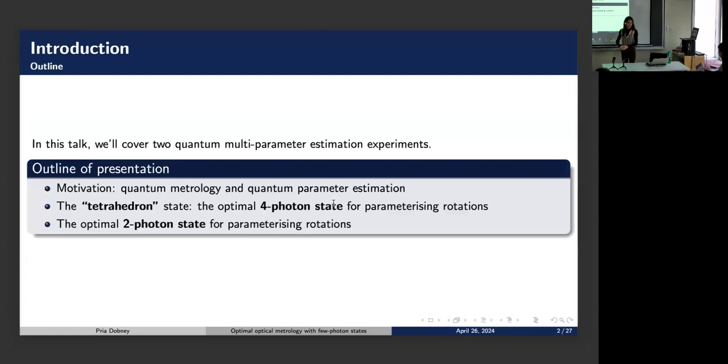So I'm going to tell you about two different quantum multi-parameter estimation experiments that we either have recently completed in our lab or are currently doing in the lab. I'll first start by trying to give a bit of motivation about what quantum metrology is and what quantum parameter estimation is. And then I'll move on to telling you first about an experiment where we generated what we call the tetrahedron state, which is an optimal 4-photon state for parameterizing a rotation in polarization space. And then I'll tell you a bit about what we're working towards doing now, which is creating a 2-photon state, which is also optimal for that same task.